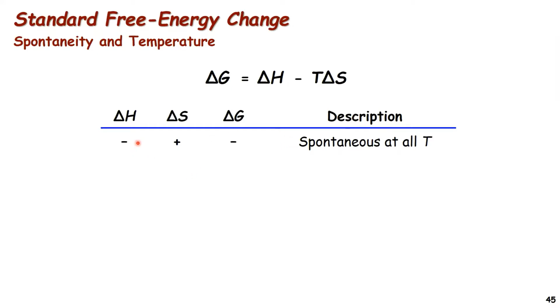You need to be able to tell me, for example, if del H is negative, so this is a negative value, and del S is positive, what's the sign on del G? Well, if this is negative, and this is positive, and then this term is negative, well, a negative and a negative is going to be negative all the time. So if I have an exothermic reaction with an increase in entropy, the reaction is going to be spontaneous at all temperatures, no matter what.